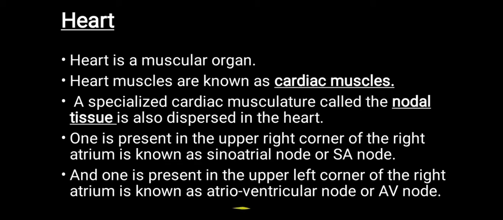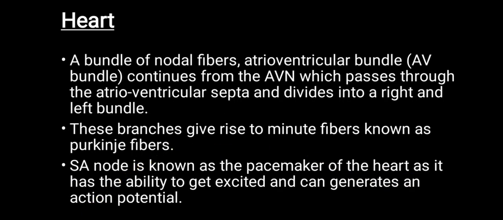The second nodal tissue is the atrioventricular node, or the AV node. Its position is again in the right atrium, but in the upper left corner of the right atrium. So the two nodes are the SA node and the AV node. Next is the third type of nodal tissue, a bundle of nodal fibers. This bundle of nodal fibers is called the AV bundle, or the atrioventricular bundle.